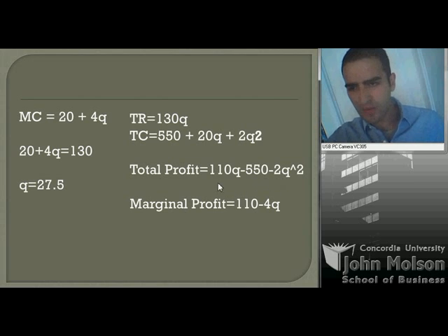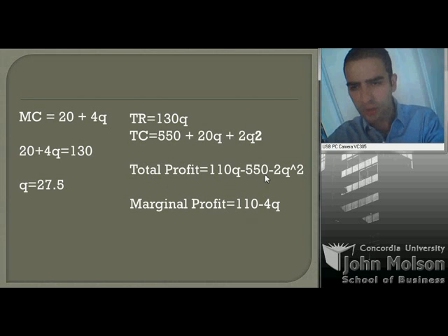Now from here we can do two things. The first is find the marginal profit by deriving this equation, and we get 110 minus 4Q, which is basically the same thing we did before. It's this part right here. And we set that equal to 0, and we find out the Q is 27.5.